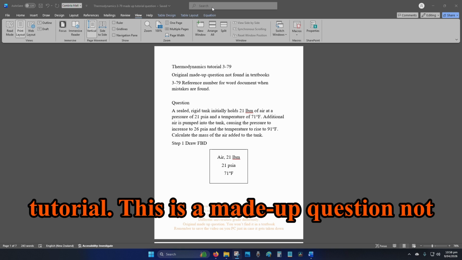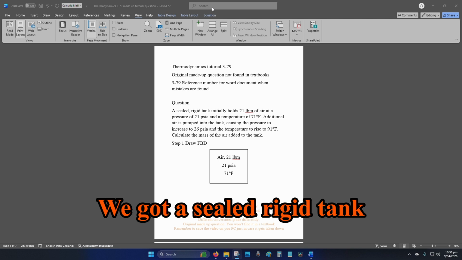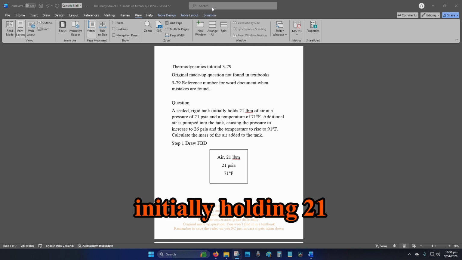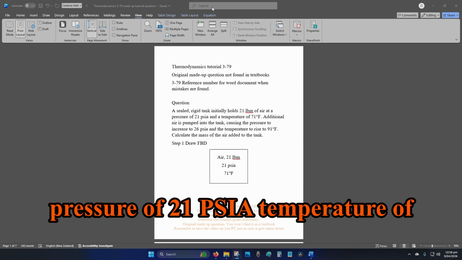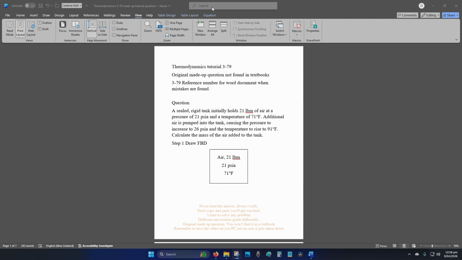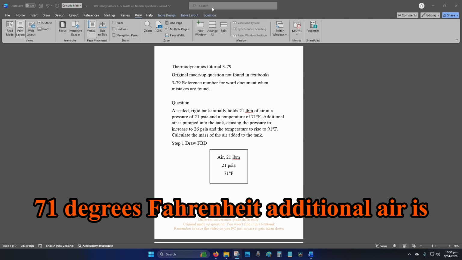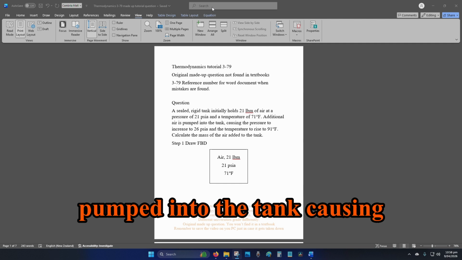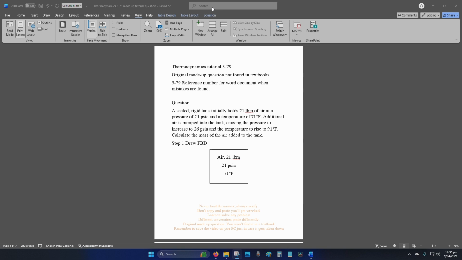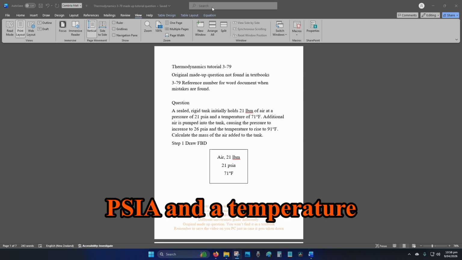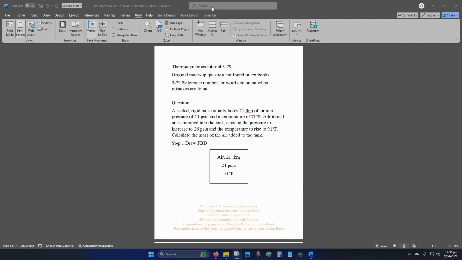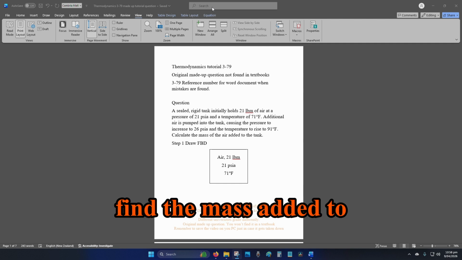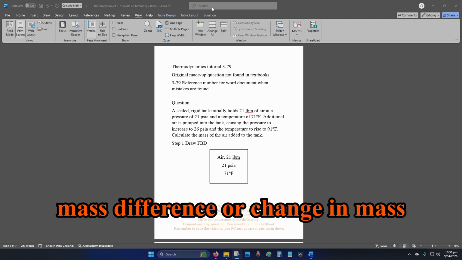This is a made-up question not found in your textbooks. We have a sealed rigid tank initially holding a 21 pound mass (lbm) of air at a pressure of 21 psia and a temperature of 71 degrees Fahrenheit. Additional air is pumped into the tank, causing the pressure to increase to 26 psia and the temperature to rise to 91 degrees Fahrenheit. Find the mass added to the tank, so that is the mass difference or change in mass.